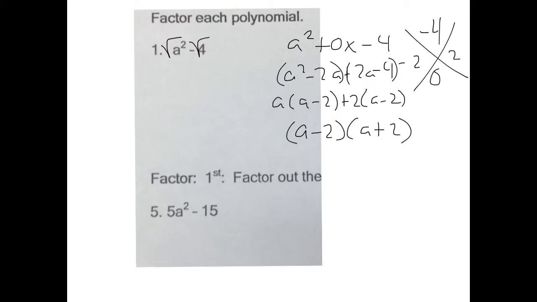If you do it here, remember that you have the plus and you have the minus version. Square root of a squared is a, square root of 4 is 2, and then a 2 that way.